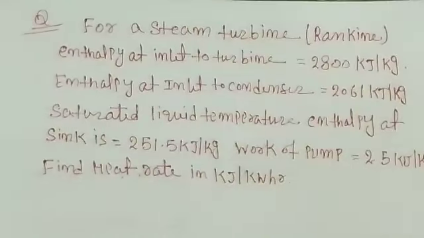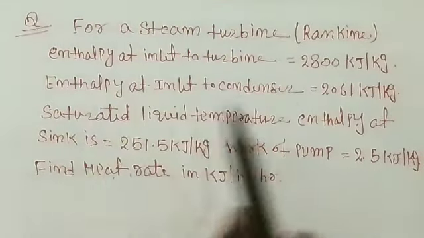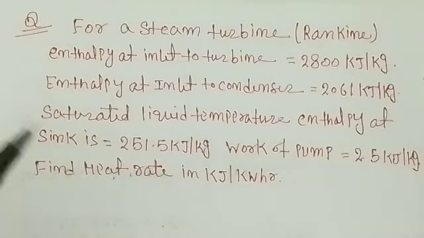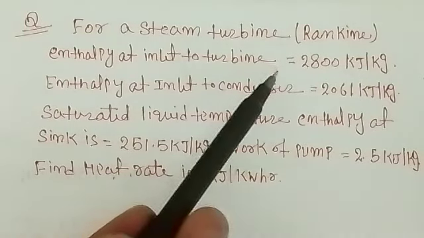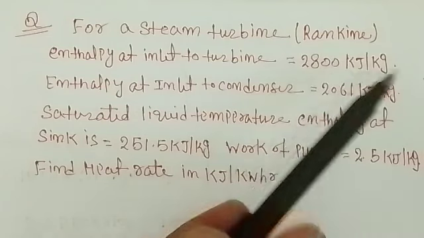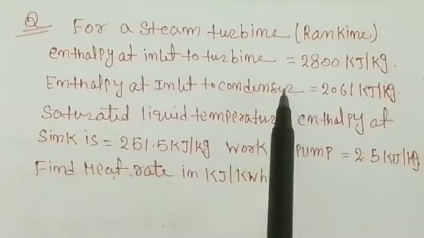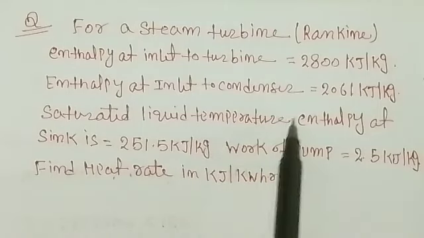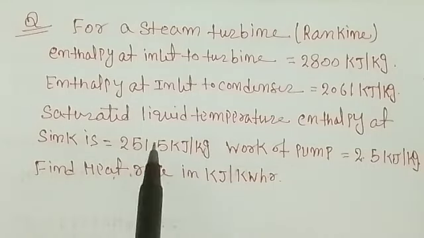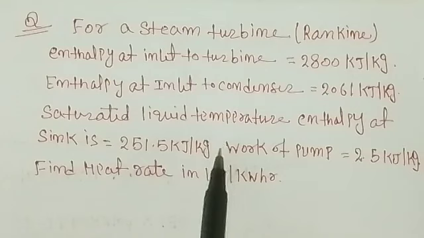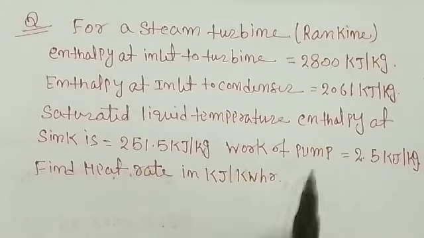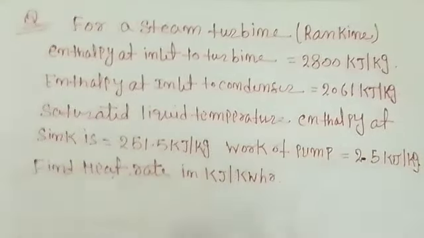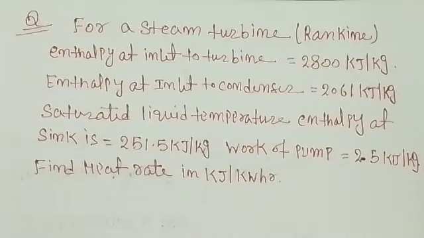One question is on the screen, please write it down. For a steam turbine working on the Rankine cycle, the enthalpy at inlet to the turbine is 2800 kilojoule per kg, the enthalpy at inlet to the condenser is 2061 kilojoule per kg, the saturated liquid enthalpy at the sink is 251.5 kilojoule per kg, and the pump work is 2.5 kilojoule per kg, right. Find the heat rate in kilojoule per kilowatt hour.